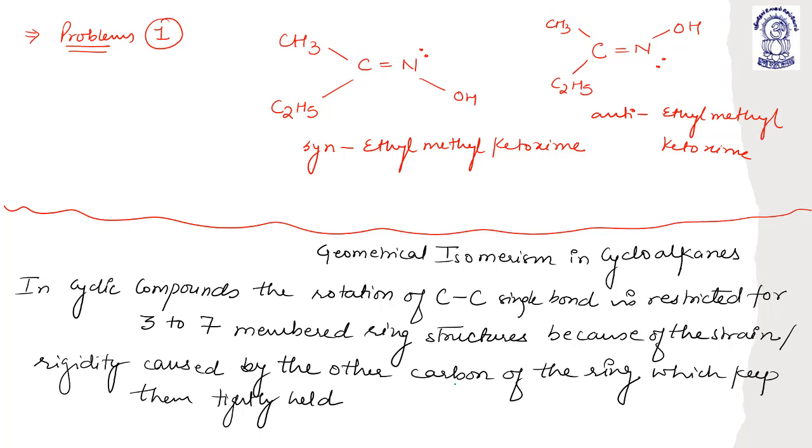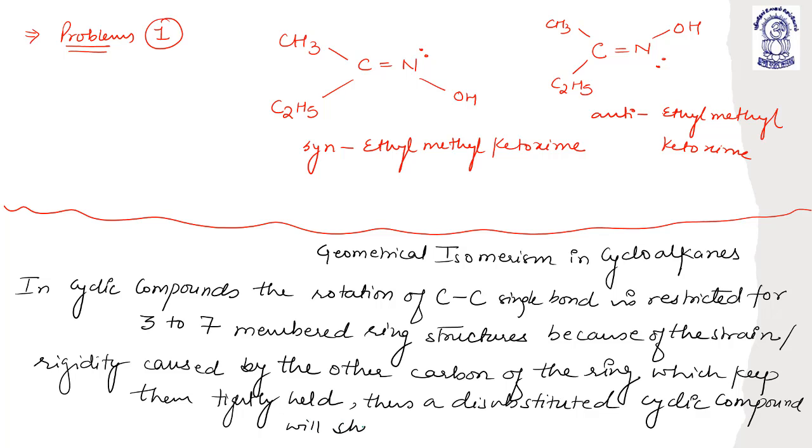Thus, a di-substituted cyclic compound, having two substituents on separate carbons, will also show geometrical isomerism. Okay.